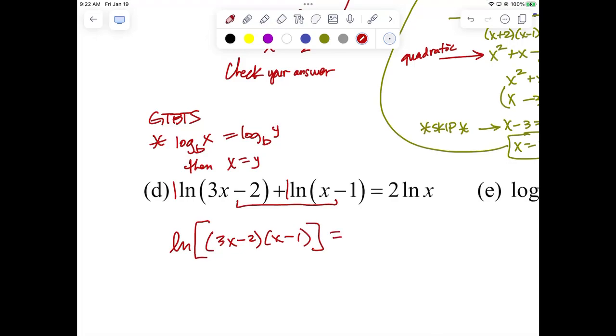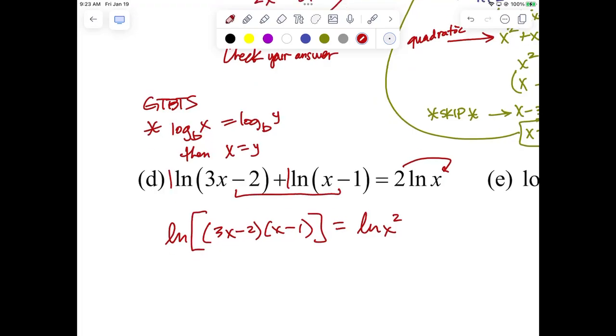What would I do on the right-hand side? What would you do with the 2? I would bring it up, yeah. So we get the natural log of x squared. Now, again, I'm raising the degree. I'm elevating the degree. Extraneous solutions might sneak in.